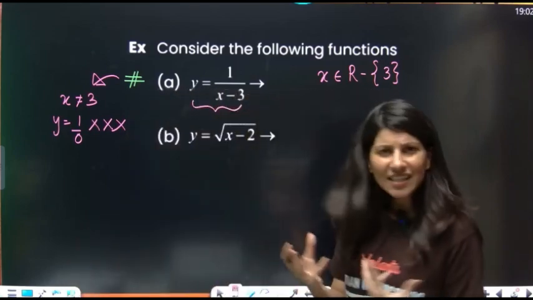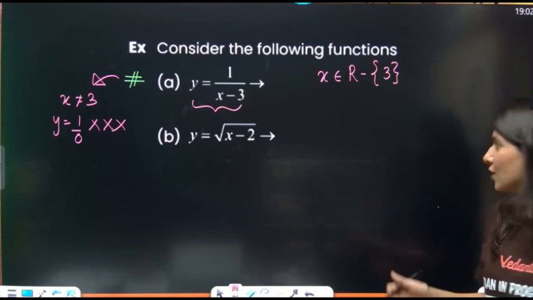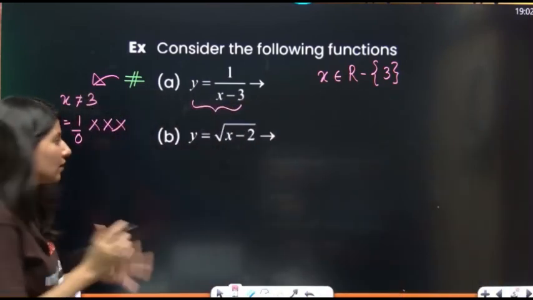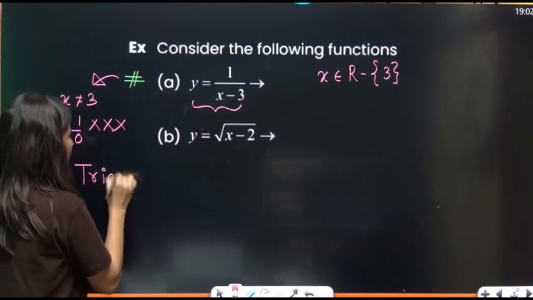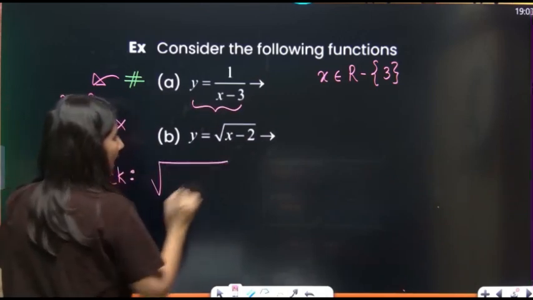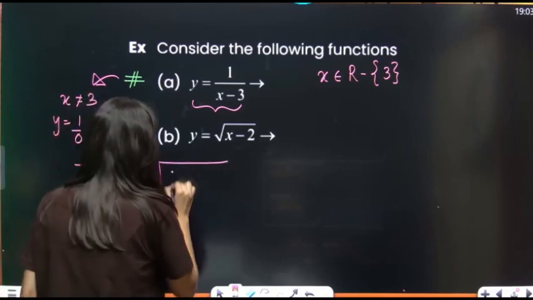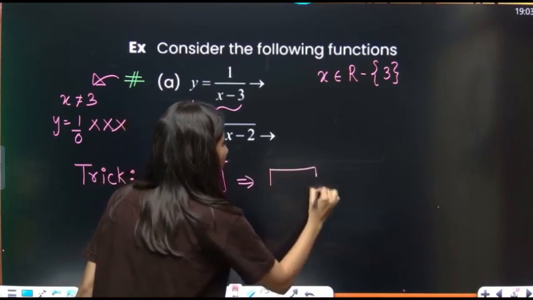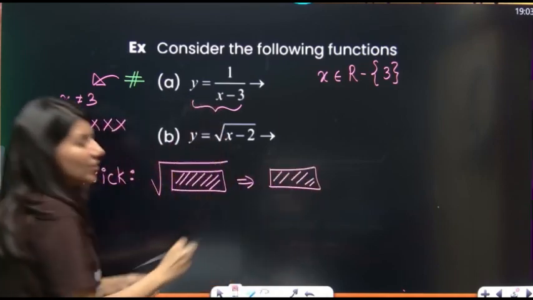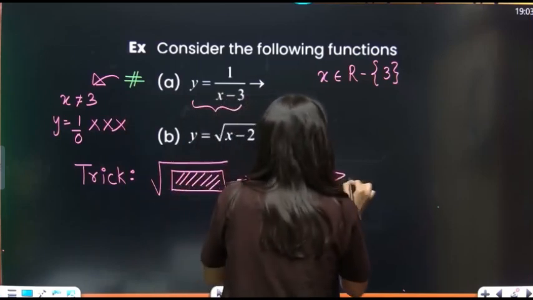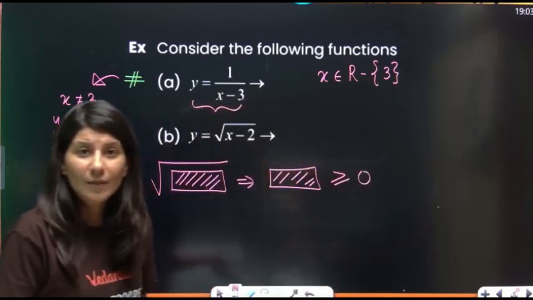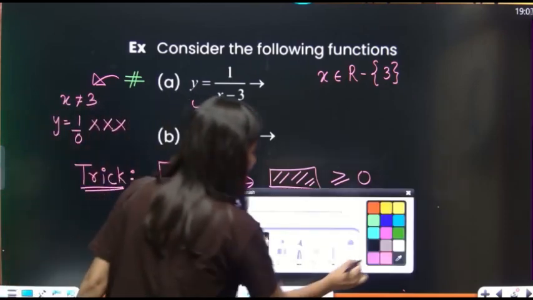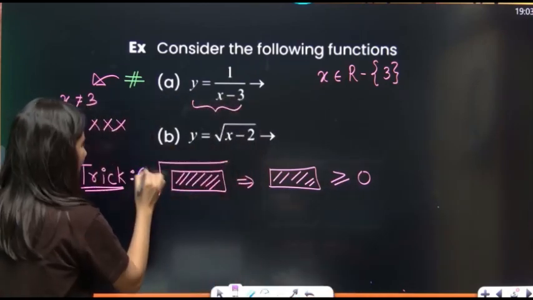Now we are seeing a very new category of function, which is nothing but the square root function. So let me tell you a trick about square root. The moment you see a square root, take the expression which is inside the square root out of the square root and make it non-negative. Non-negative means greater than or equals to 0. Keep that in mind. This is the first thing.